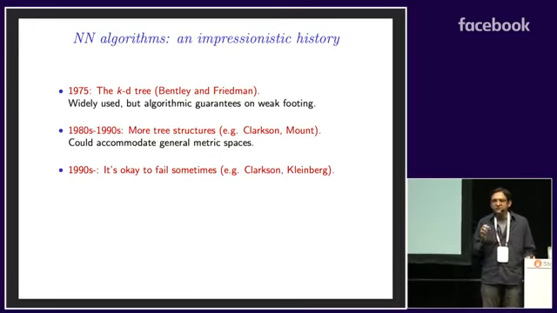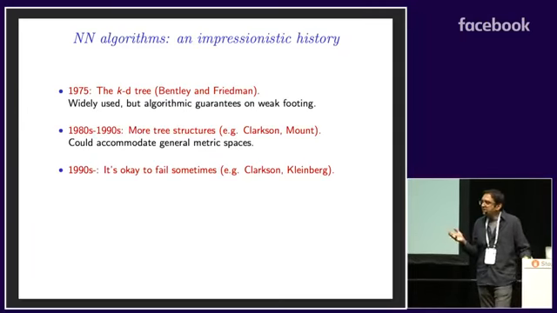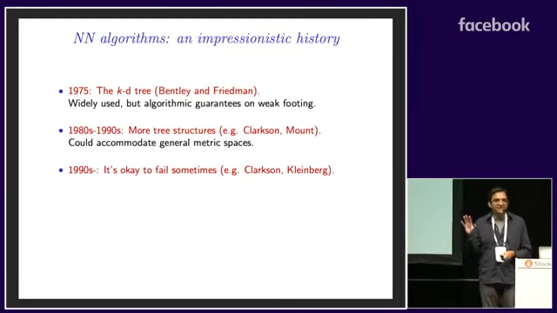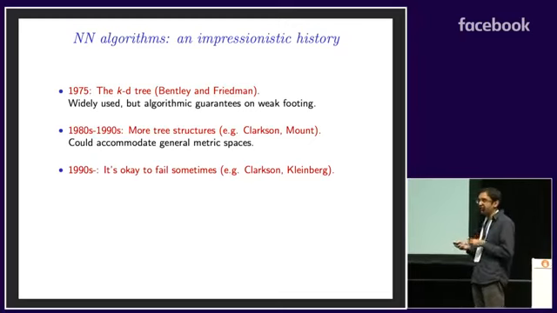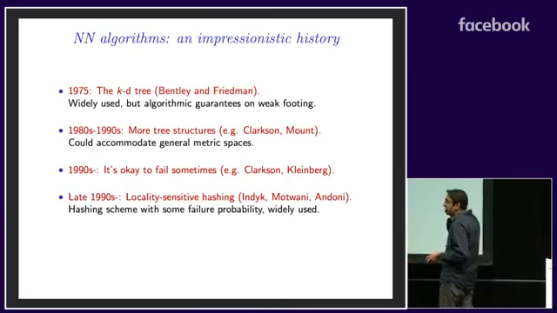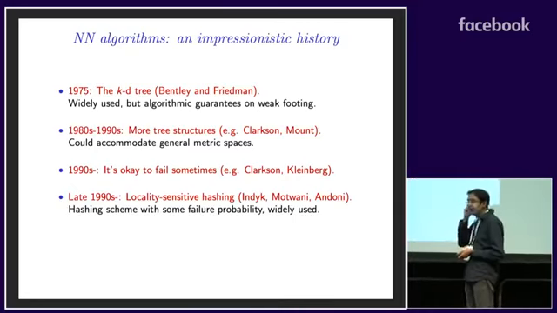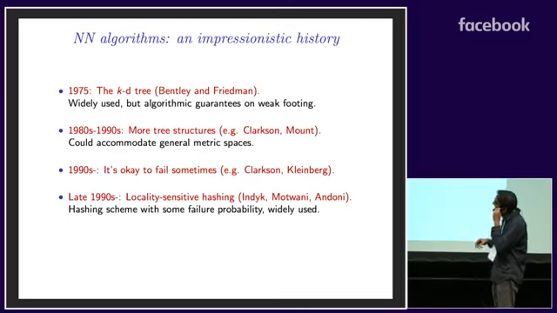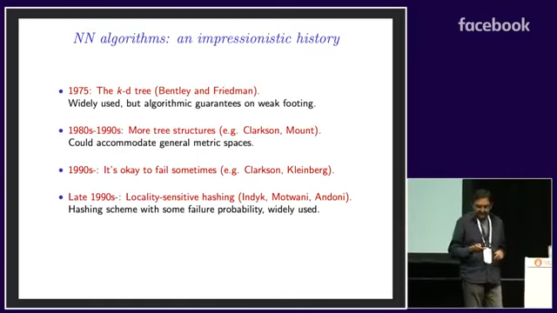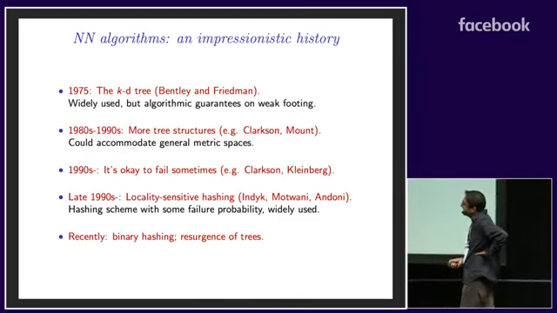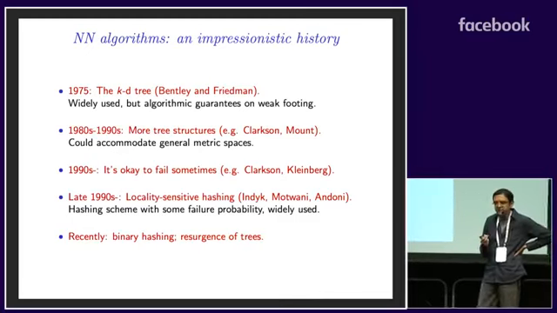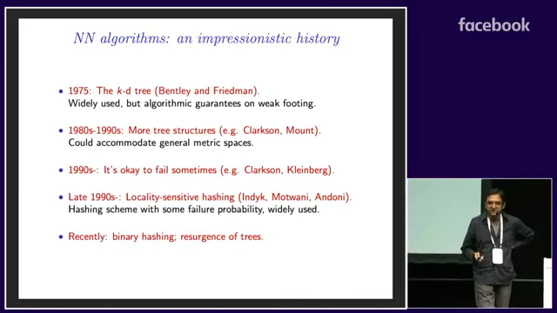And this made a huge difference. So the idea was, you know what? We can have a randomized algorithm, and it's allowed to fail sometimes. And just giving oneself a little bit of slack like that turned out to make a huge difference and has led to all sorts of very effective data structures. And we'll go over that. One prime example of such a data structure is locality-sensitive hashing. I'll go over that. And more recently, there has been a resurgence of tree structures and an interest in binary hashing, and I'll say a little bit about that too.